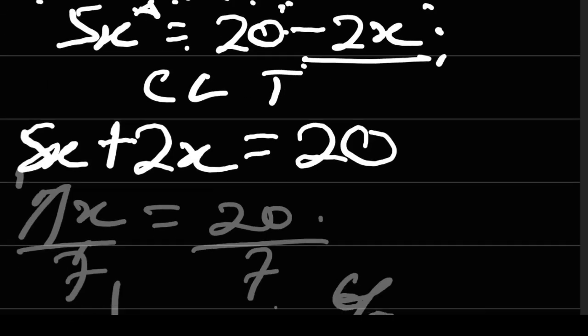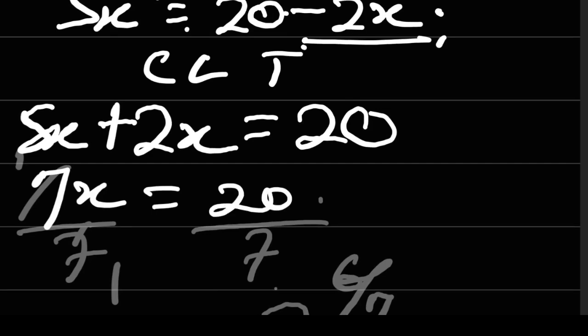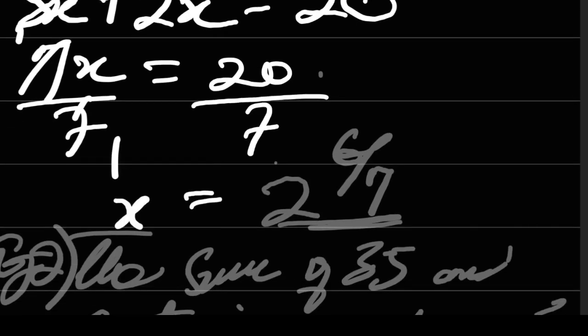5x plus 2x is 7x equals 20. To get x, we'll divide both sides by 7. 7 cancels 7. x will be equal to 7 will go into 20 how many times? 2 times. That's 14. Remainder 6. Remainder 6 over 7. And that's the answer.